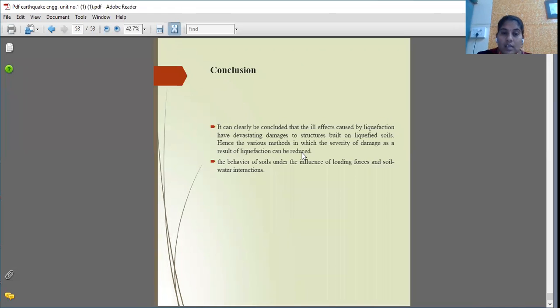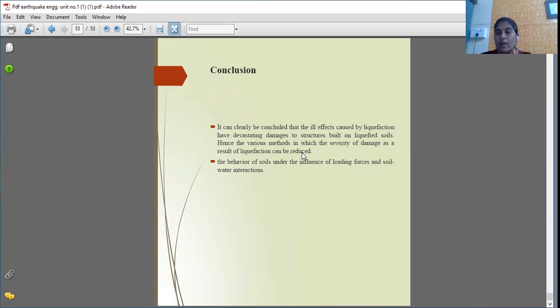Now it can clearly be concluded that the ill effects caused by liquefaction cause devastating damage to structures built on liquefied soils. Hence, there are various methods by which the severity of damage as a result of liquefaction can be reduced. Where we have to construct any type of structure, we have to take care about soil liquefaction conditions, because if the water table is at a smaller depth and excessive vibrations come, then automatically liquefaction will occur.